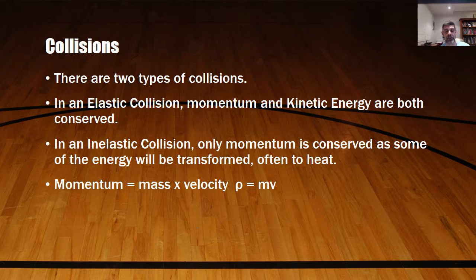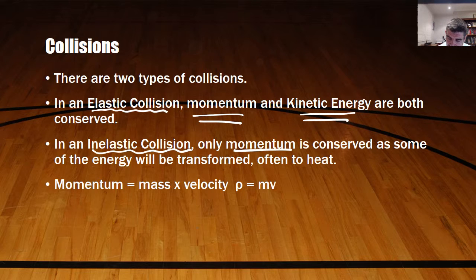So first of all, we need to look at the fact that there are two types of collisions that we can describe in physics, and those are elastic collisions and inelastic collisions. In an elastic collision, both momentum, which is a new concept we haven't really talked much about, and kinetic energy are conserved. But in an inelastic collision, only momentum is conserved.